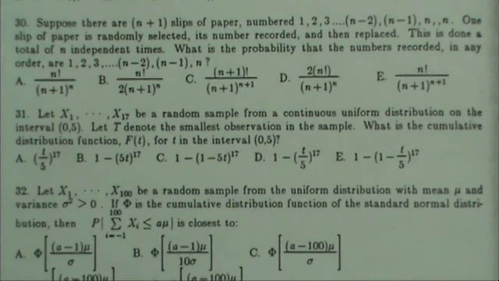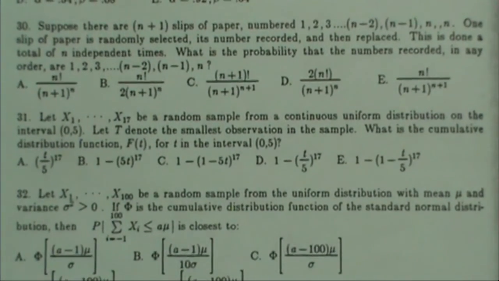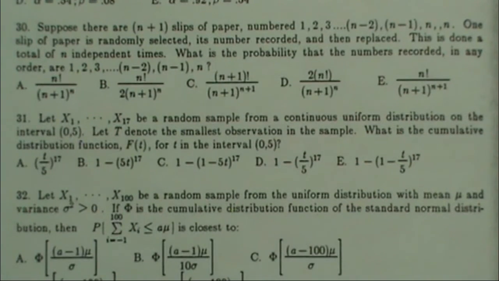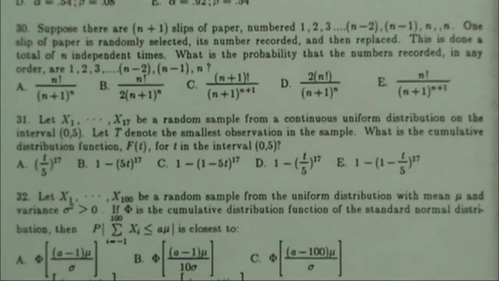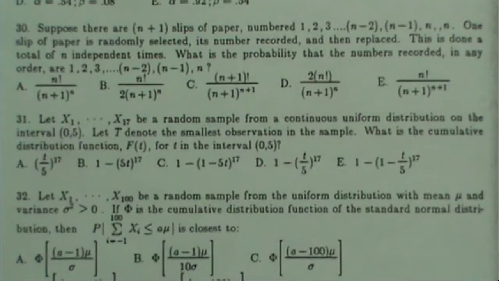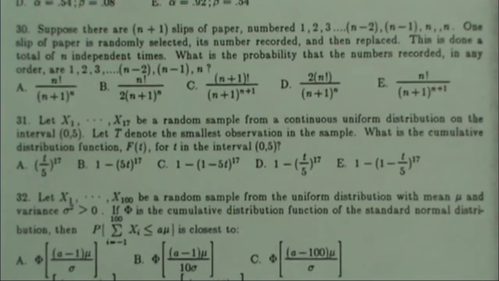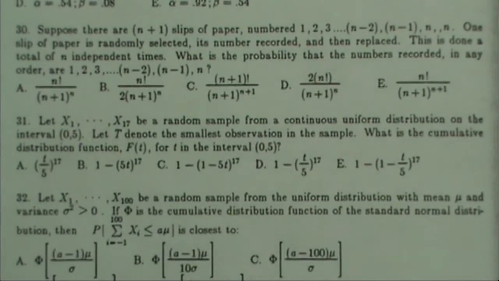Problem number 31. Let x1 through x17 be a random sample from a continuous uniform distribution on the interval 0 to 5. Let t denote the smallest observation in the sample. What is the cumulative distribution function F of t for t in the interval 0 to 5?